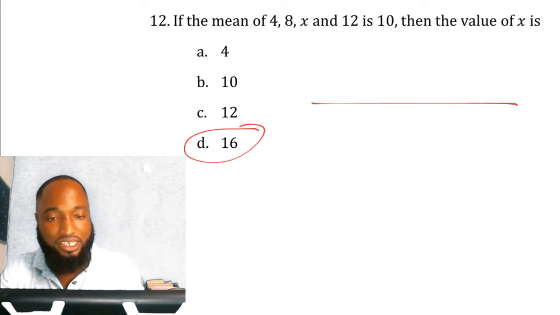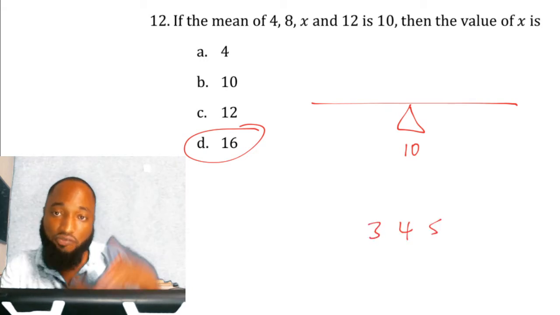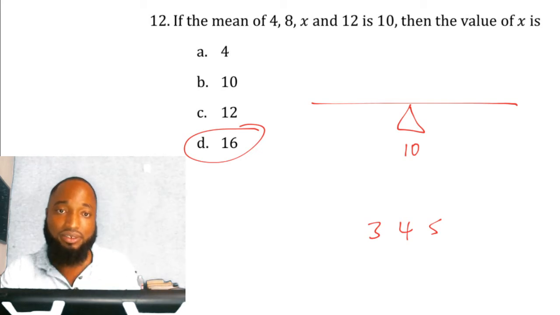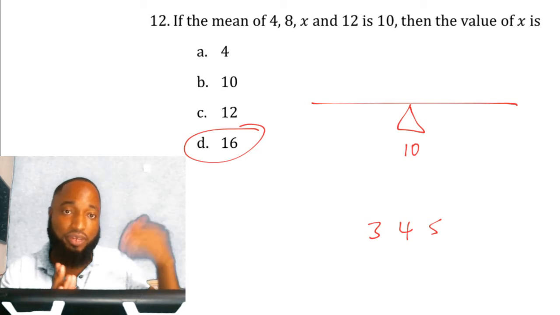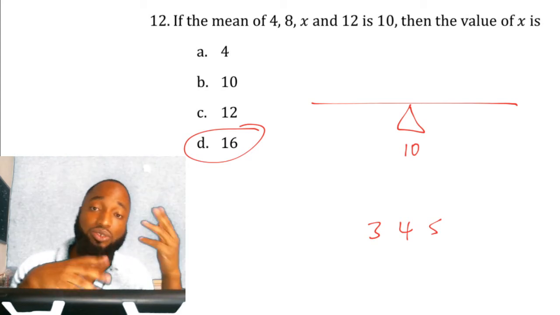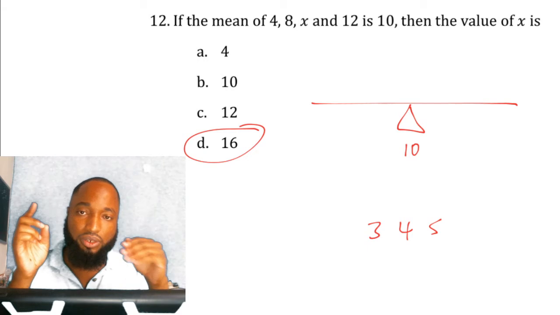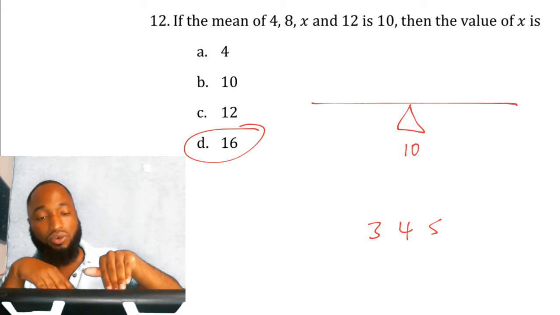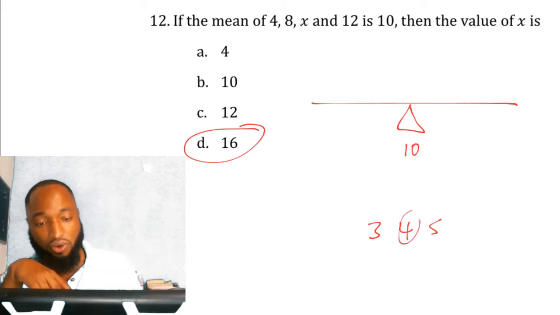What I'm saying is the mean is 10. Okay, think of it like this. If I have 3, 4, and 5, what will the mean be? 4. The middle number, it will be 4, because 3 plus 4 plus 5 is, I don't know what it is, that's 12. 12 divided by 2 is, no, sorry, 12 divided by 3 is 4. So the mean is 4.